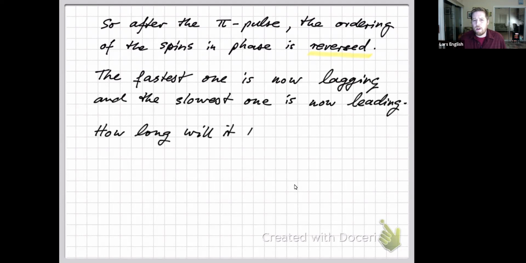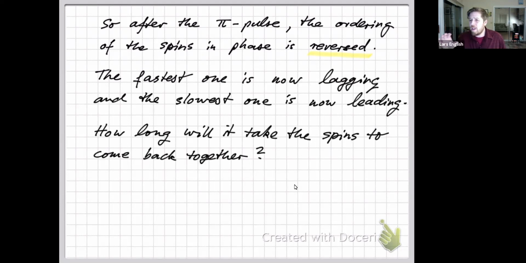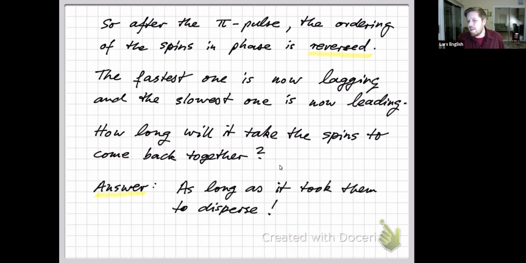And so you can kind of see where this is all headed. The fastest one is now lagging, but since it is the fastest one, it will start catching up again. And the slowest one is leading, but since it is the slowest one, it will start falling back behind. And so you can see how all these spins will come back together at some point in time. And the question then is, how long would it take for these spins to come back together in phase? And the answer is actually also not that surprising. It's going to take as long as it took them initially to come out of phase, namely to disperse.